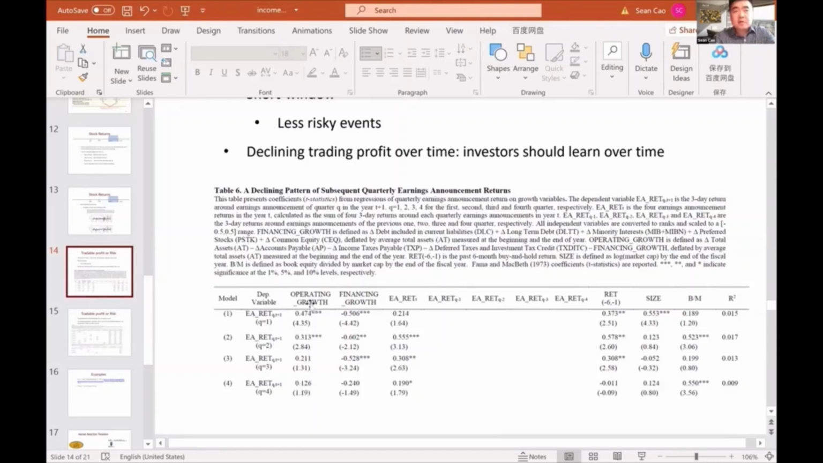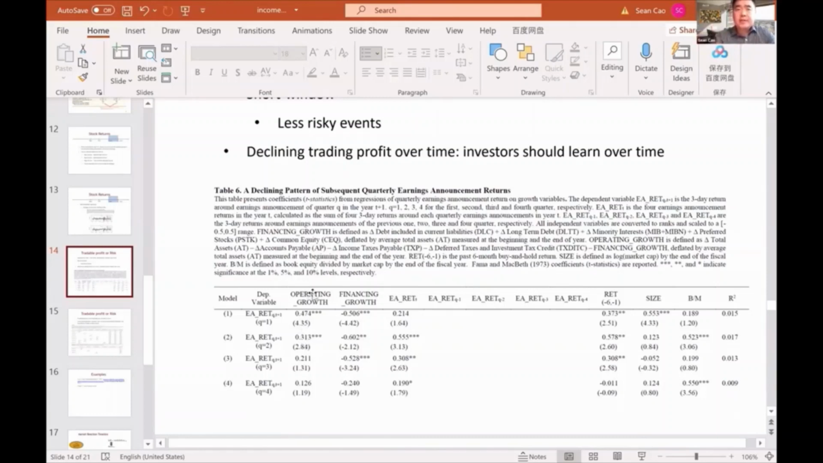There's no return. So why do we want to see the declining pattern? Operating growth can predict the immediate quarter in a much stronger way, but 3 months later it is weaker, and later, everything disappears. The assumption is that if it's a risk, it should persist, and we always talk about how to test risk. But if you know something other people don't know, the pattern should disappear.